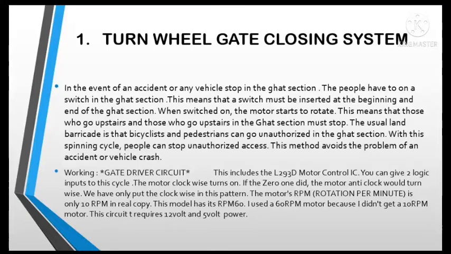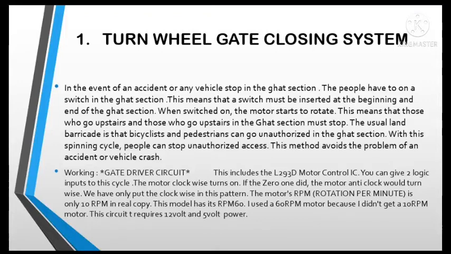With usual barricades, a bicyclist can go unauthorized into the guard section. With this spinning wheel, people can be stopped from unauthorized access. This method avoids the problem of an accident or a vehicle clash.